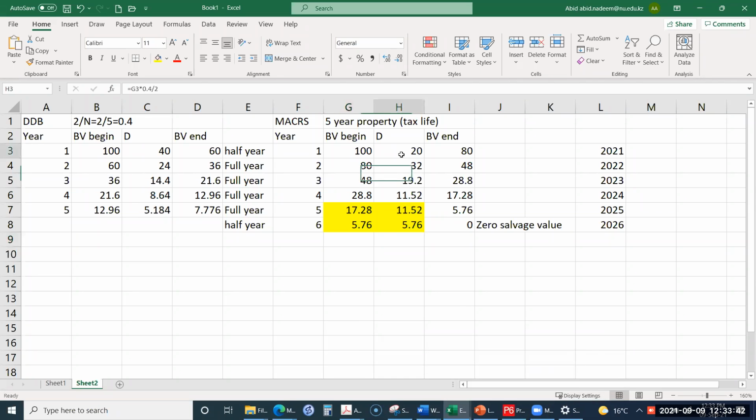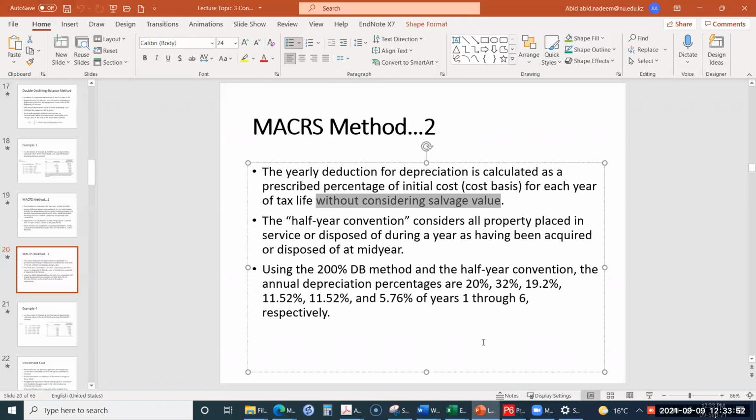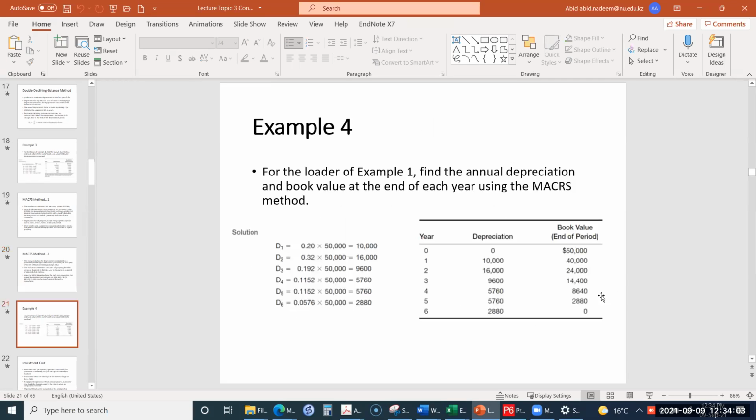Okay, so I have spent all this time just to explain these percentages. Now I think it should be clear to you how these percentages have come about: 20%, 32%, 19.2, 11.52, and 5.76% for year 1 through year 6. So now let's apply this.